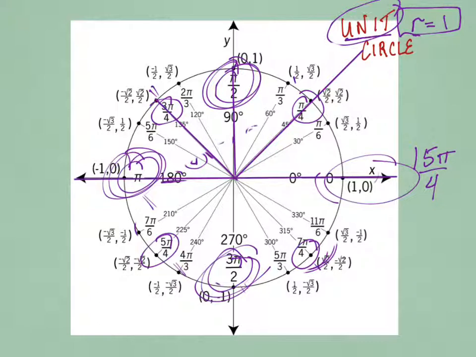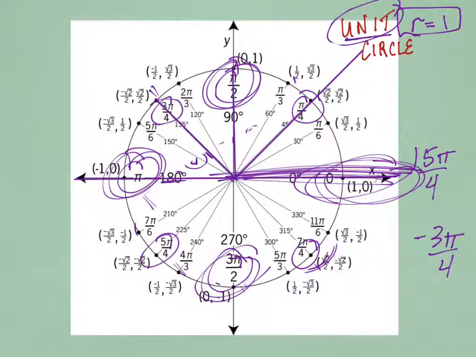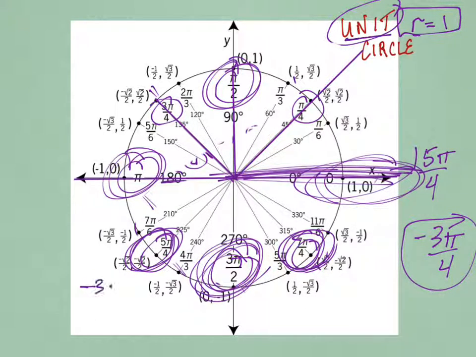And then, if I said, what's negative 3 pi over 4? Start here at your initial side, this is always your initial side, and go 3 quarter pi's. So here's -1, -2, -3. Here's -3 pi over 4. So that's how it works for these problems when it's negative.